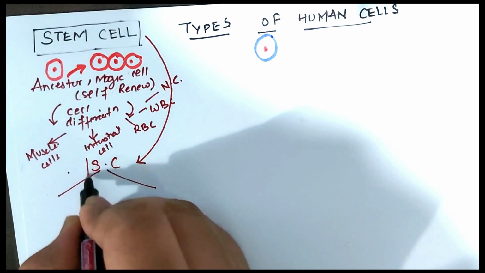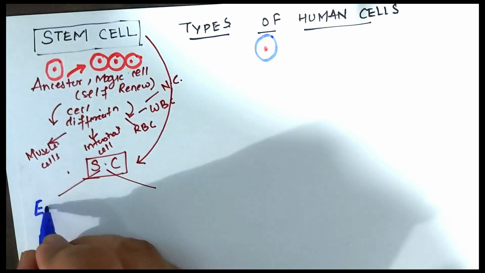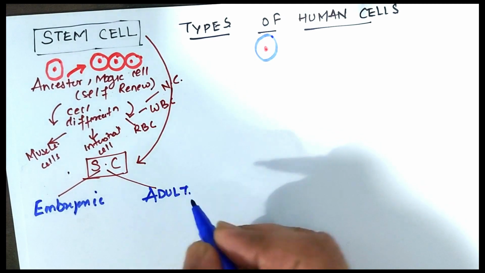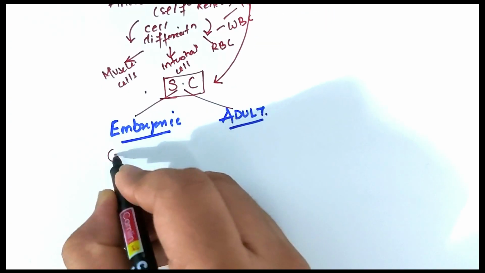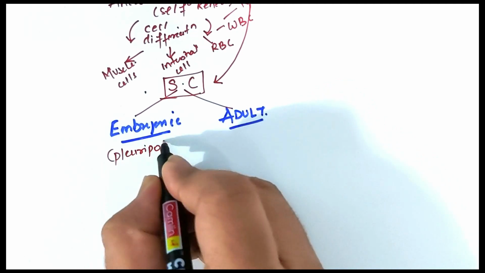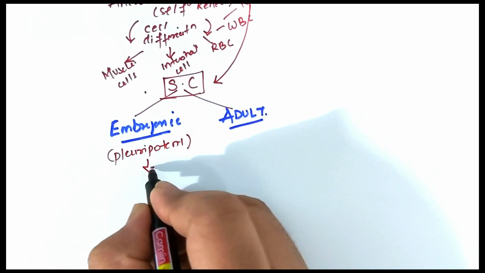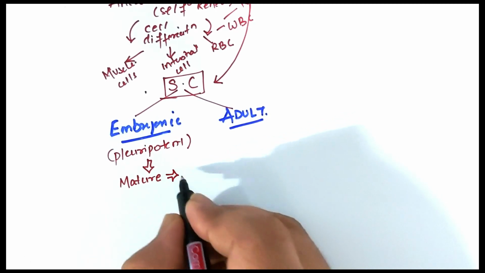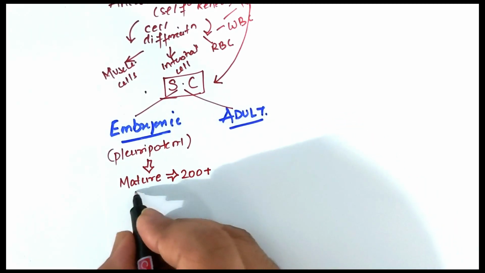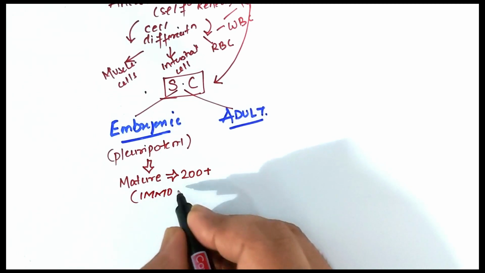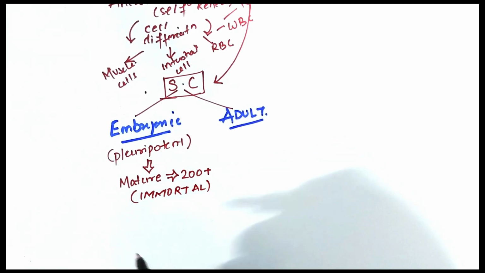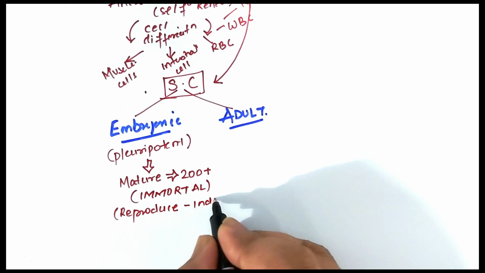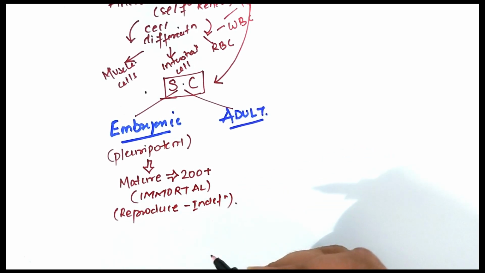These stem cells are of two types: the embryonic stem cells and the adult stem cells. Embryonic stem cells are pluripotent, potential enough to mature and differentiate into 200 plus different cells. Plus they are immortal, they do not die, and they can reproduce indefinitely.